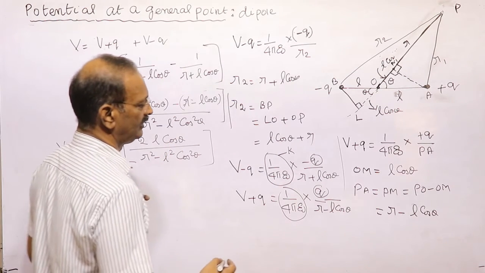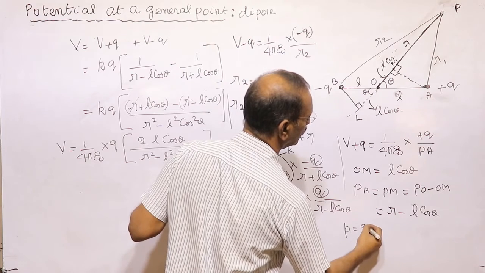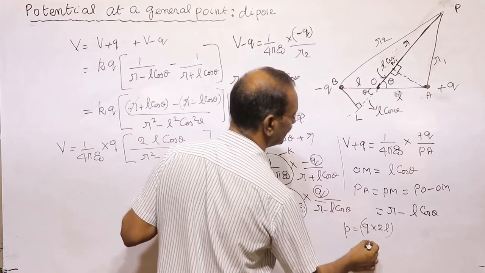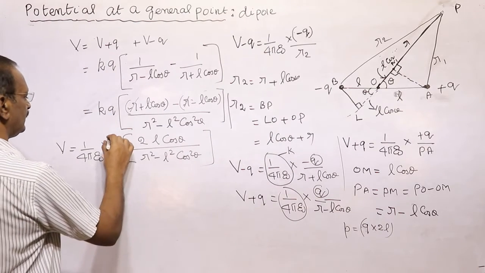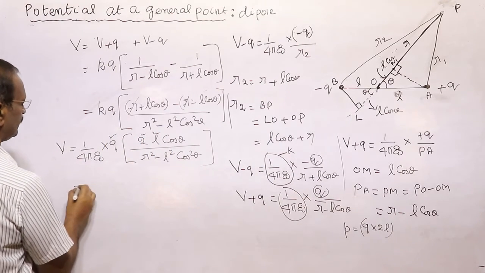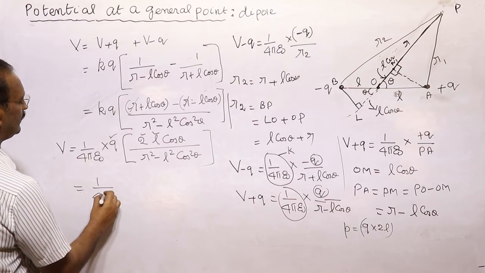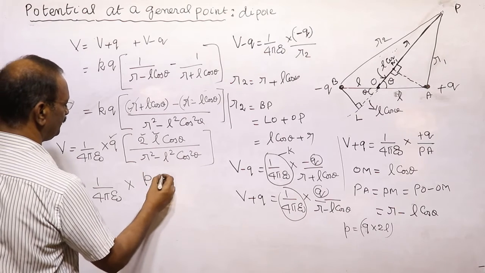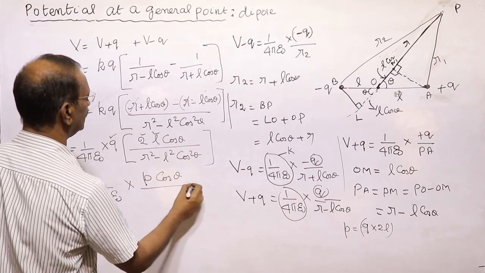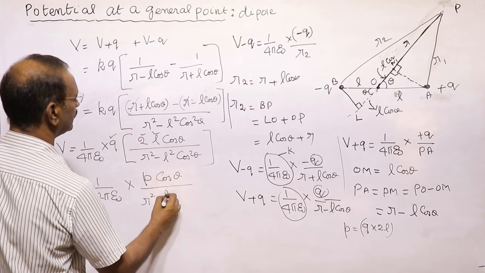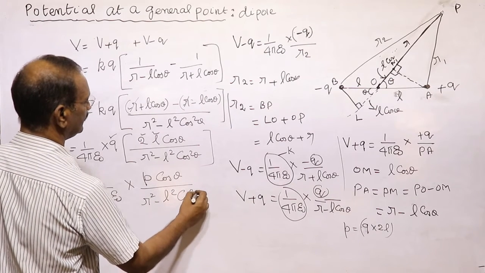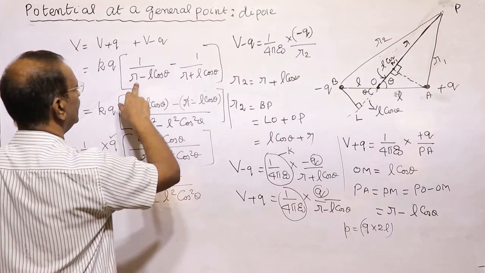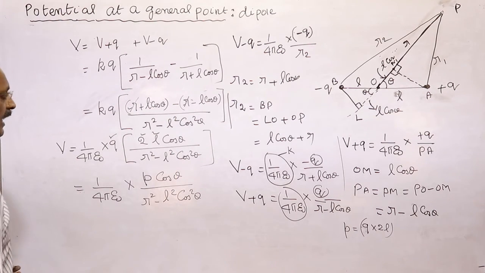See, the dipole moment is equal to charge into the distance of separation between those two charges. So we can take Q into this 2L. So this is equal to 1 by 4 pi epsilon naught into dipole moment into cos theta divided by r square minus L square cos square theta, because this is a minus b, a plus b, a square minus b square.